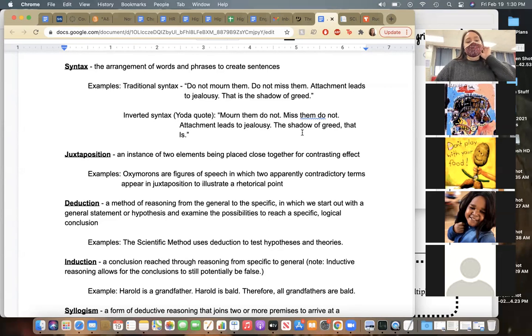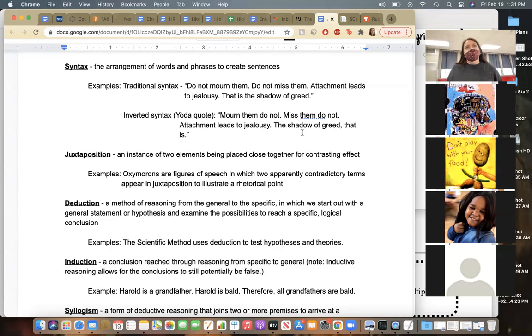The next one is juxtaposition, which is a super fun word to say. And that's an instance of two elements being placed close together for contrasting effect. Oxymorons are figures of speech in which two contradictory terms appear in juxtaposition to illustrate a rhetorical point, like jumbo shrimp. Shrimp by nature are small, so jumbo makes it an oxymoron.